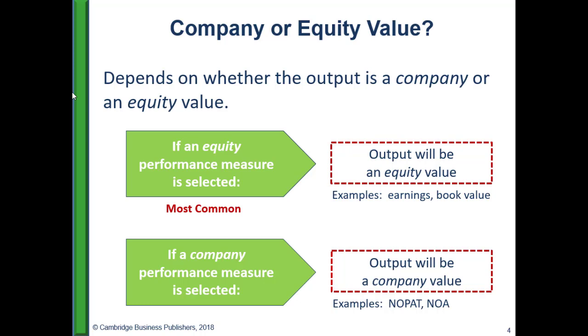It says most common. The fact is that everybody does it the first way. So basically, investors will use earnings or book value as sort of an index figure, as sort of a basis for the entire company's valuation. And what the book tells you is that you want to look at a company performance measure based on company value, and a measure like NOPAT or NOA.